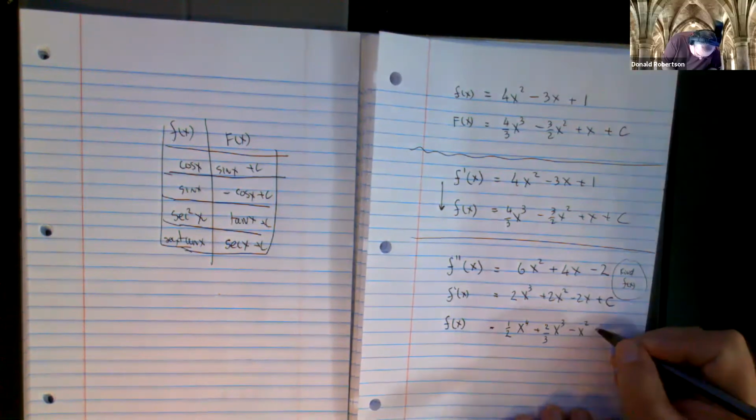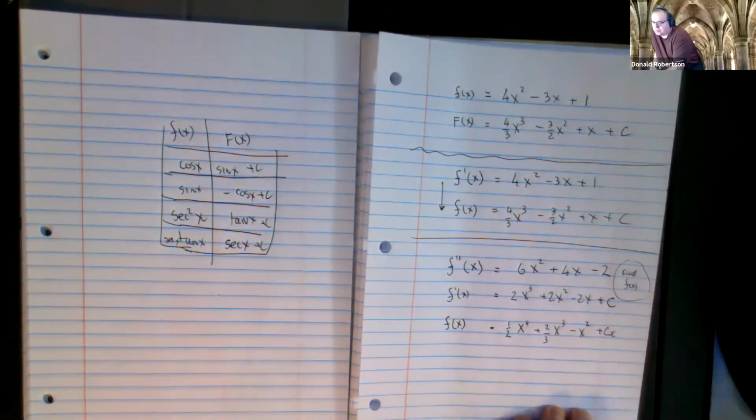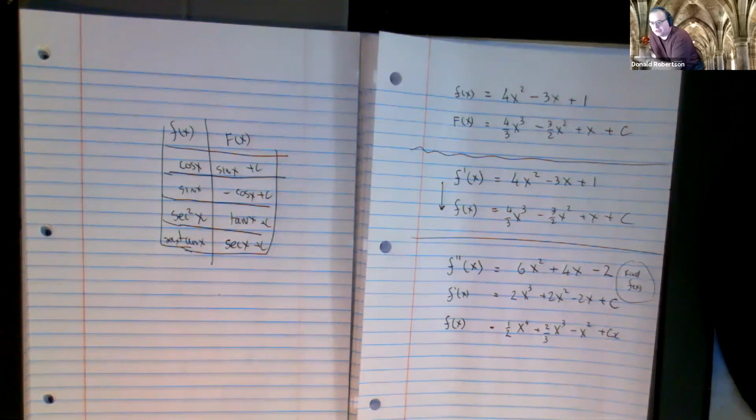Correct. If it was plus 5, wouldn't we say plus 5x? If it was plus 22, we'd say plus 22x. It's plus c. C represents a constant, right? It represents an unknown number. So its antiderivative is that unknown number times x.